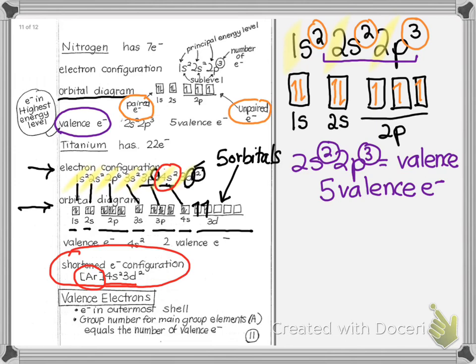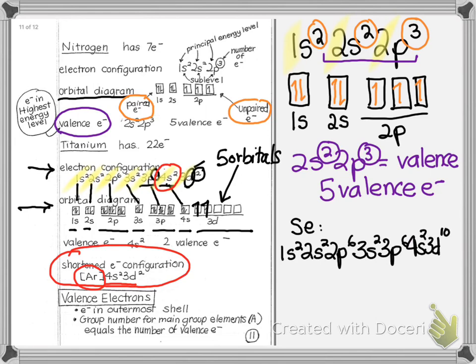What if I wrote the electron configuration for selenium? It's going to be long. So it's 1s2. You can try to write it while I write it. 3s2, 3p6, or pause it and try. I hope I have enough room. It's 4s2, 3d10, and then 4p4. Sorry, 4p4. It's kind of squishy.